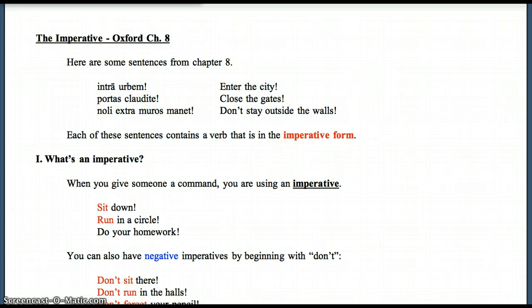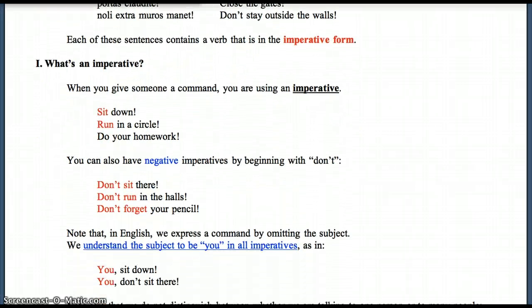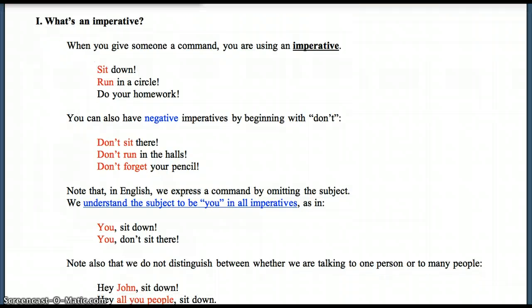These all contain a verb that's in the imperative form. And the rest of this video will talk about how those are formed and how we can translate them. So we will start with what's an imperative. When you give somebody a command, you're using an imperative, even in English.